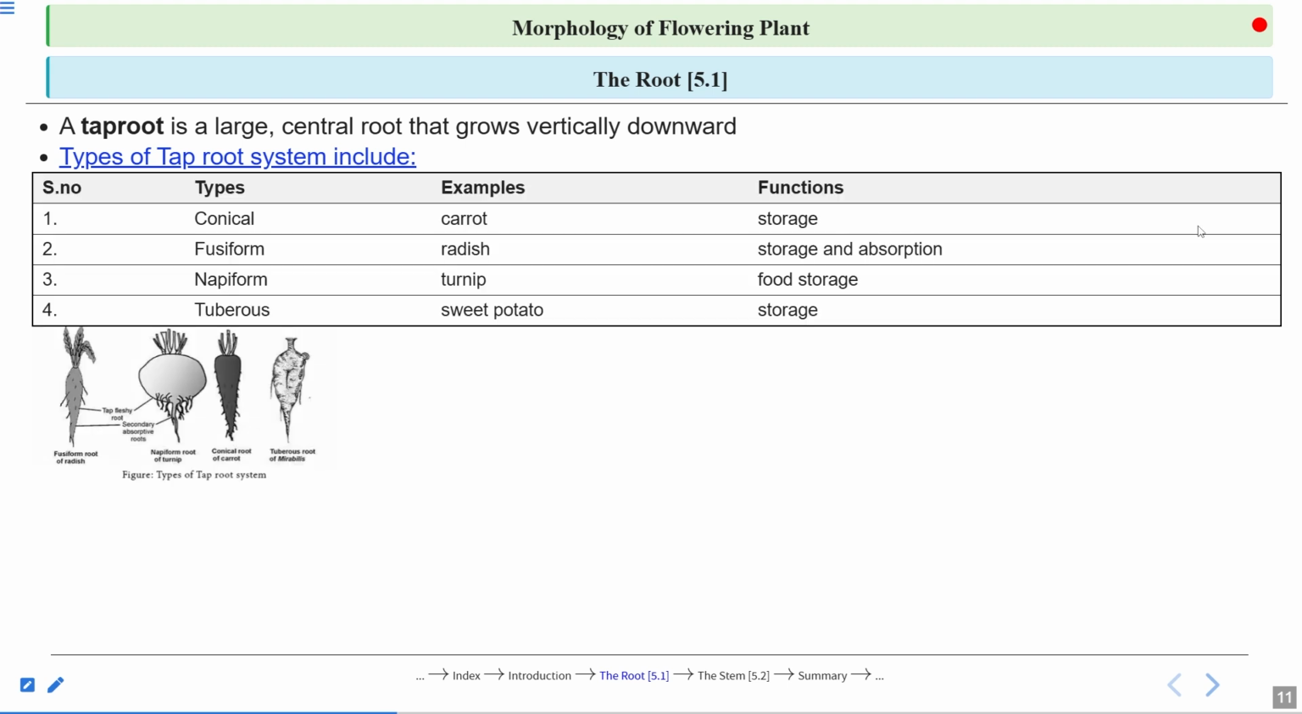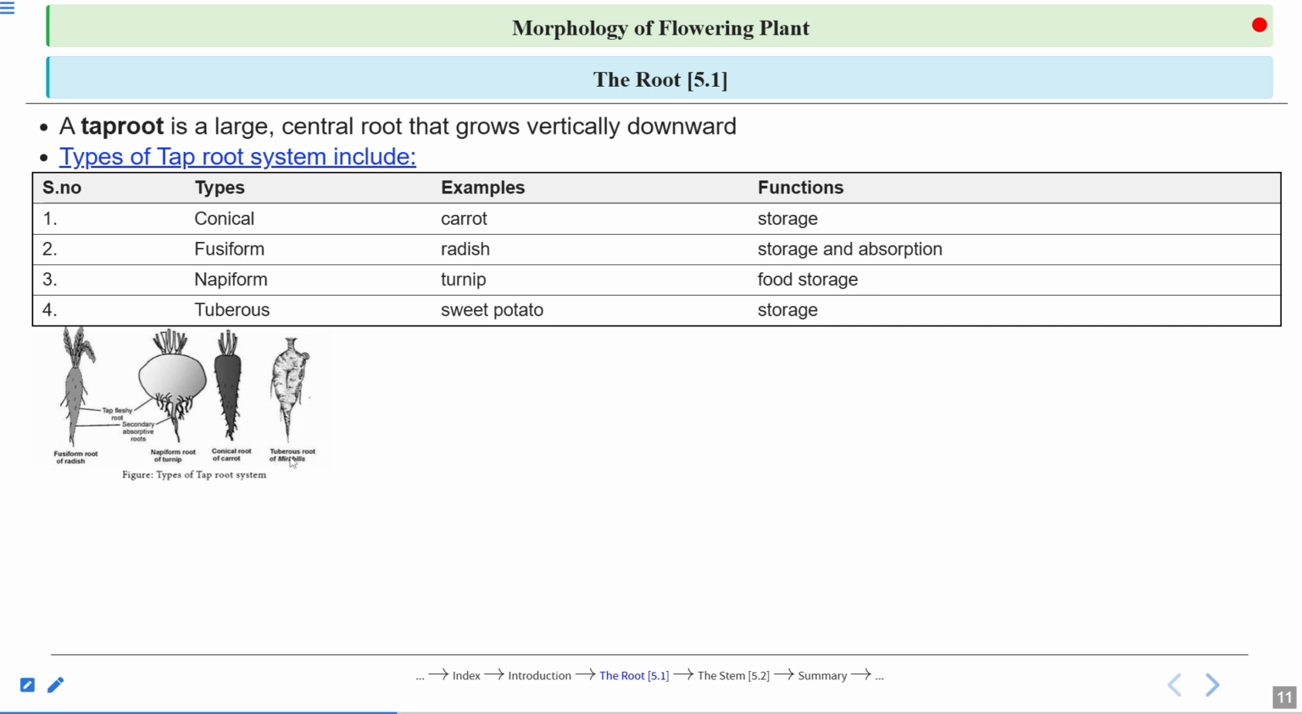All are taproots here. The fusiform root that you see in the case of radish. If you see the radish root, its shape is called fusiform. If you see the turnip, in Hindi we call it shalgam, so this is the napiform root. Now there is another root that is called carrot root. The shape of the carrot root is conical, cone in shape. So it is called conical.